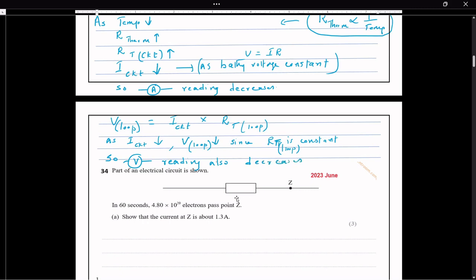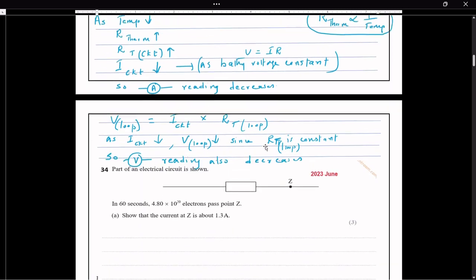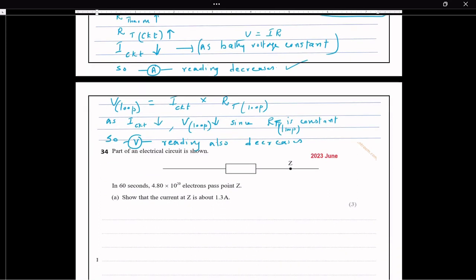This is the question. They are asking how the voltmeter reading changes and how the ammeter reading changes. So the ammeter reading decreases. Along with that, the voltmeter reading is also decreasing.